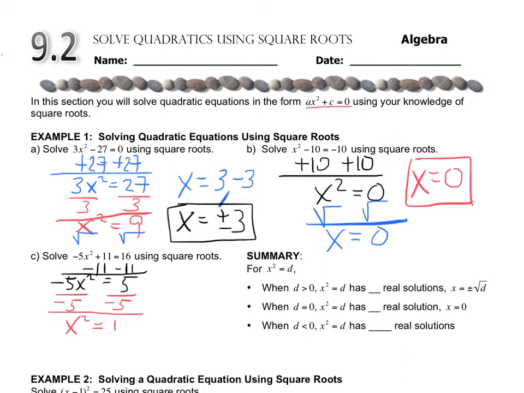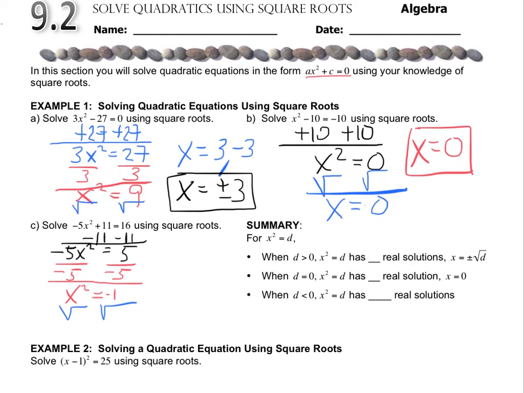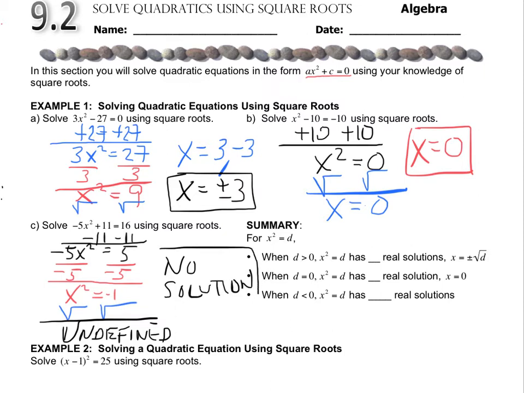And the problem I have here is that when I go to take the square root, we have a negative 1. When I go to take the square root of a negative number, we know that that is not possible. So when I take the square root of a negative, we end up with undefined, because I can't take the square root. And when I say something is undefined, that means that there is no solution. There are no real numbers that will be the square root of negative 1.